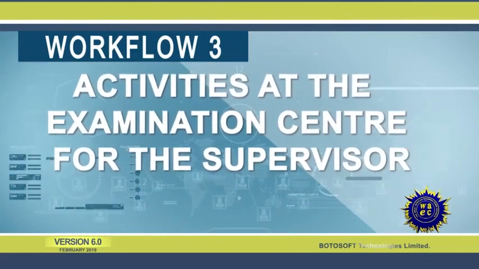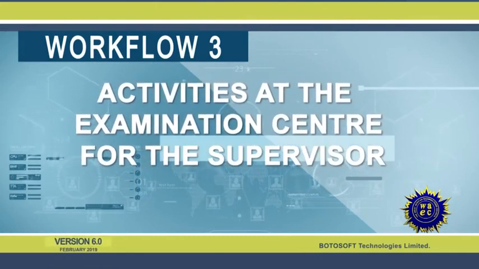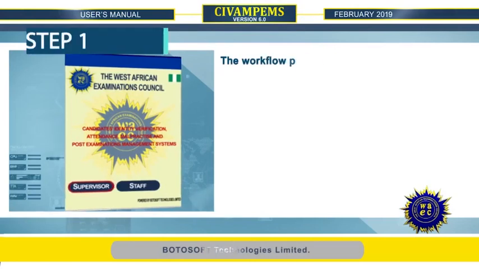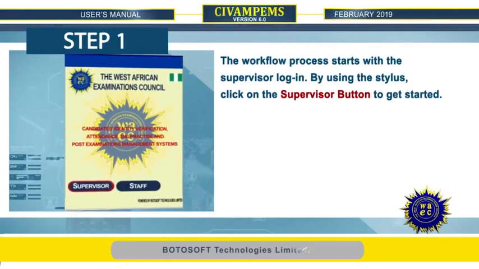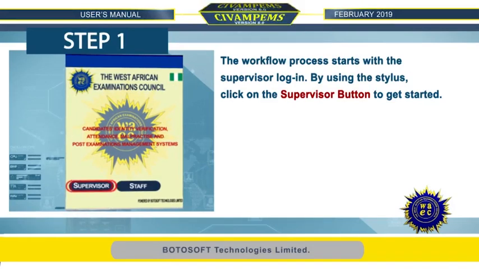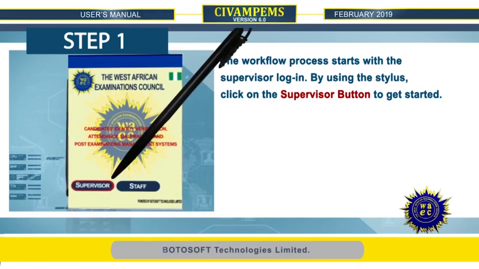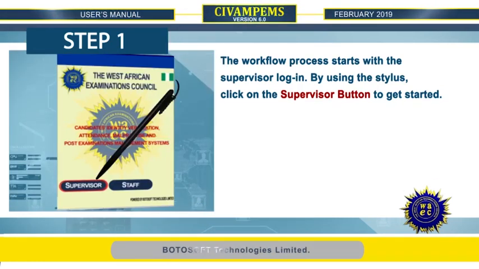Workflow 3. Activities at the examination center for the supervisor. Workflow 1. The supervisor's button. Step 1. The workflow process starts with the supervisor login. By using the stylus, click on the supervisor button to get started.